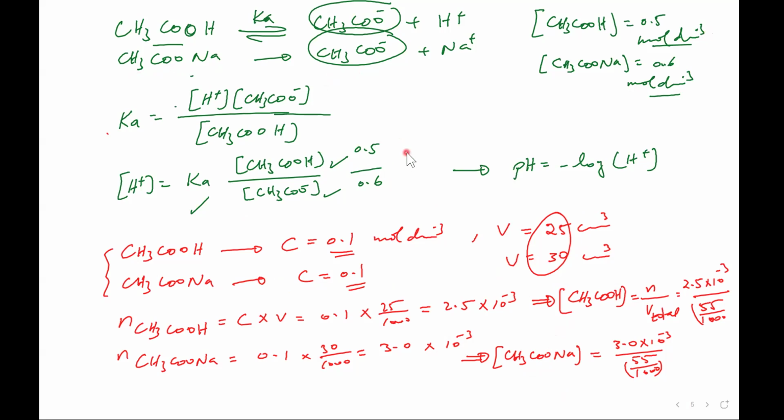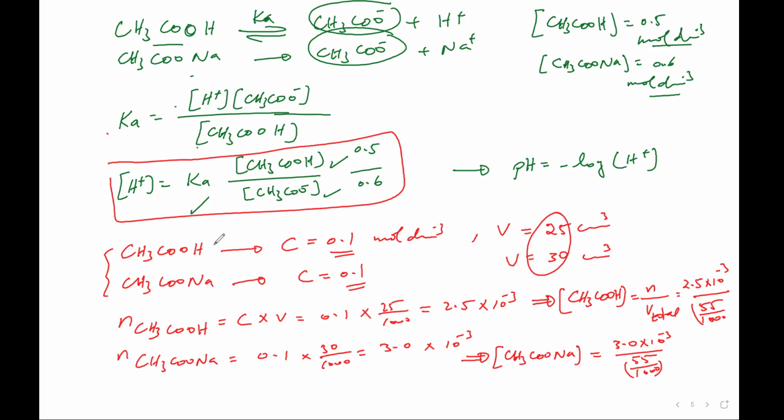Yes, here I am. Can I use the rule H plus equals Ka times concentration of acid over salt? That is what I am using here, Rayan. Okay, yeah. Because I just know it as the formula. I didn't know it was that. No, I wrote the original formula first and then I rearranged it to get the hydrogen ion concentration.